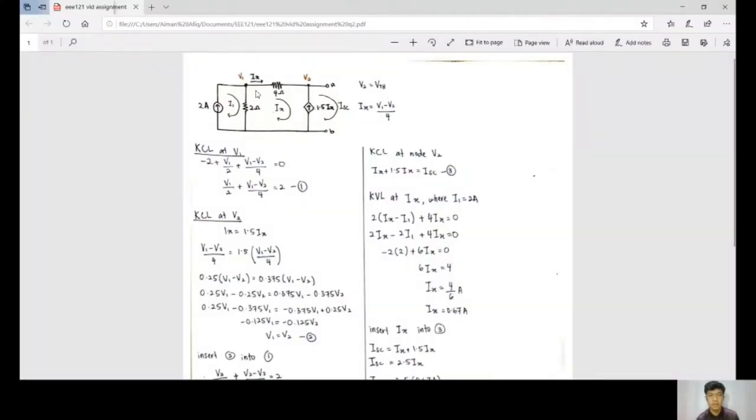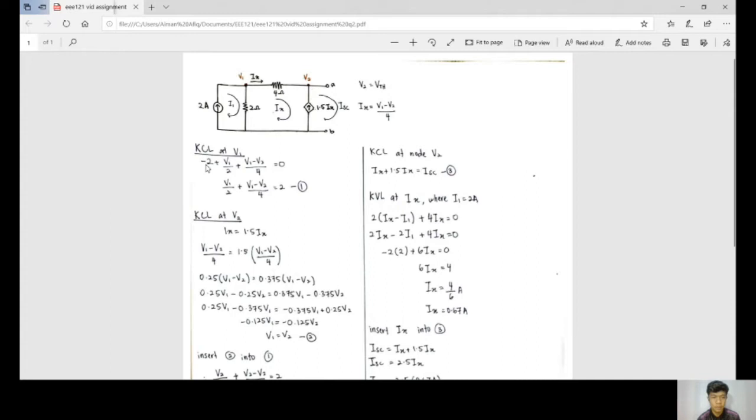For the calculation, we put the nodes here and here, and we name them V1 and V2. V2 is equal to VTH, as the voltage here is equal to the voltage across the terminal. Then Ix is equal to V1 minus V2 over 4. First we do the KCL at V1. There is negative 2 ampere plus V1 minus 0 over 2 plus V1 minus V2 over 4 equal to 0.